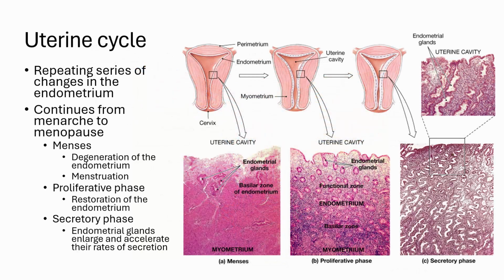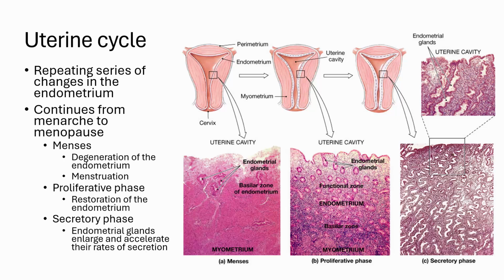In here we'll take a look at the uterine cycle, and this is a repeating series of changes in the endometrium, where basically the endometrium is going to build up and then break down again. And that's going to continue from menarche all the way to menopause. And so the menses, you're going to see that degradation of the endometrium. You have a couple of main layers of the endometrium. You're going to have the basilar zone, and that does not break down. This is where the cells are going to be coming from that are going to enlarge the other layer, which is the functional zone.